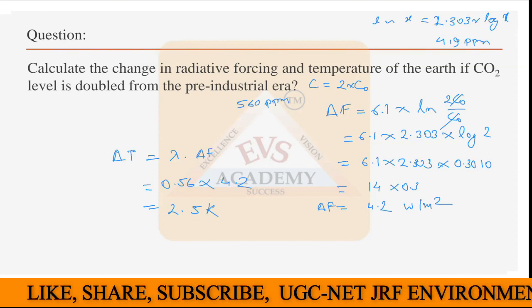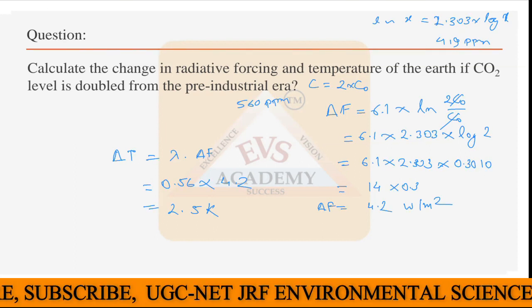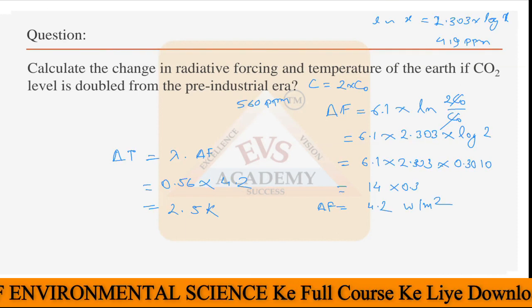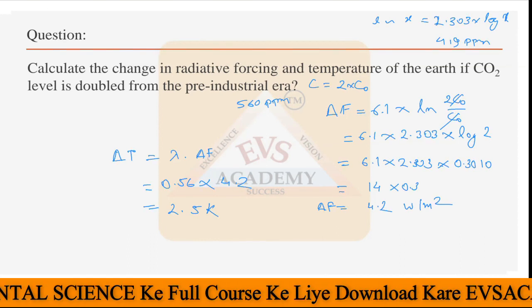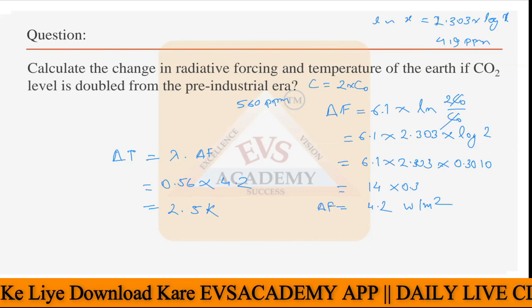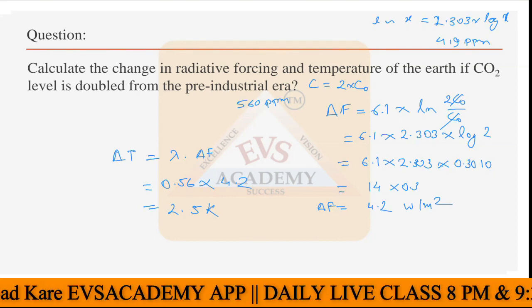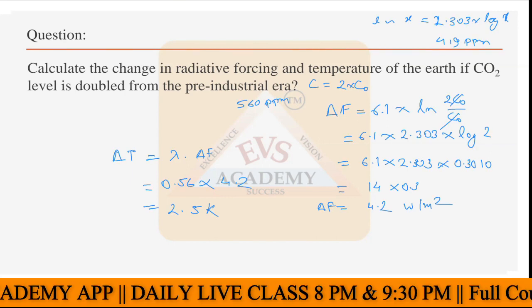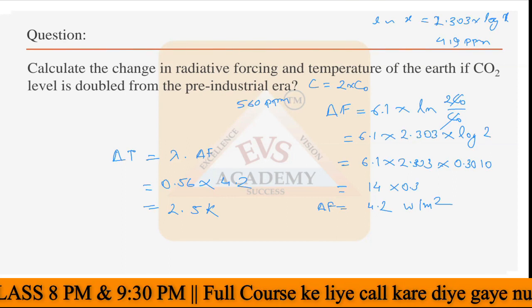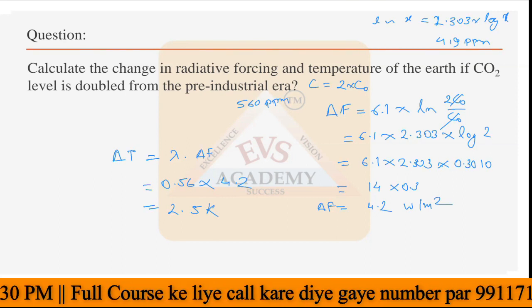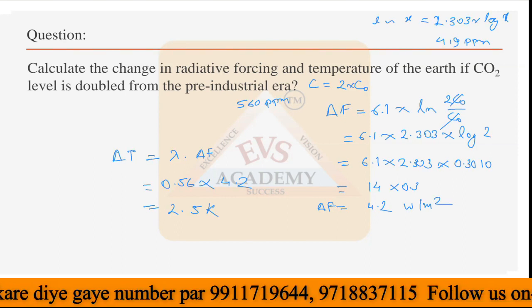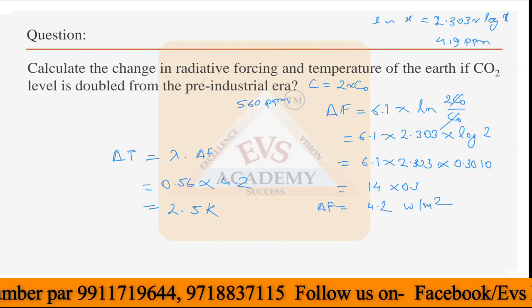So I hope this particular calculation is clear to you now. By providing any value, you can calculate the values here easily without any problem. First you have to calculate the delta F value. Once you get the delta F value, multiply it with the lambda. Lambda is 0.56, a constant here. So 0.56 multiplied by the delta F gives the change in temperature for the same change in carbon dioxide concentration. I hope it is clear to you right now, and I'm moving ahead.